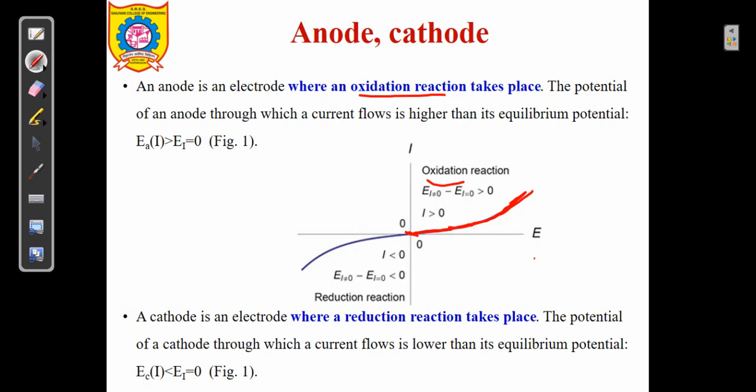So that's why we say that is oxidation. The cathode is an electrode where a reduction reaction takes place. When the reduction reaction takes place, the current flows lower than its equilibrium potential. That's why the graph has the oxidation reaction and the reduction reaction. When oxidation takes place, the current is higher than the equilibrium potential. For the reduction reaction, the current is less than zero, lower than the equilibrium potential. It means the current flows below the equilibrium potential. So that is a cathode.